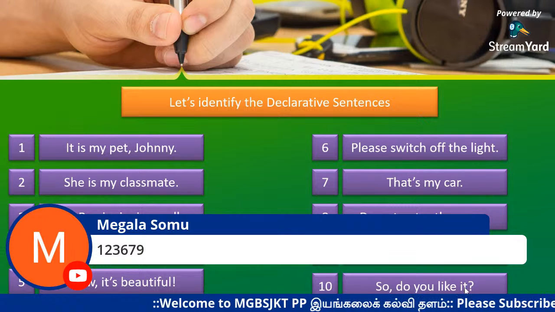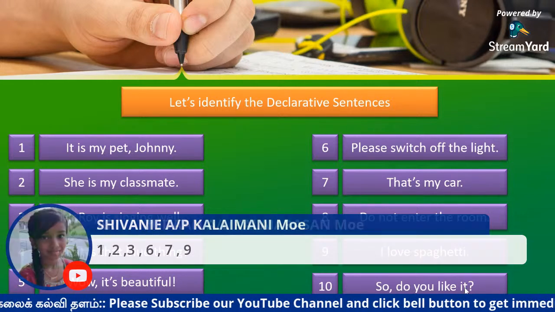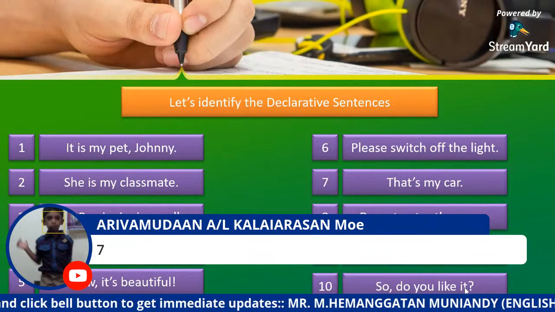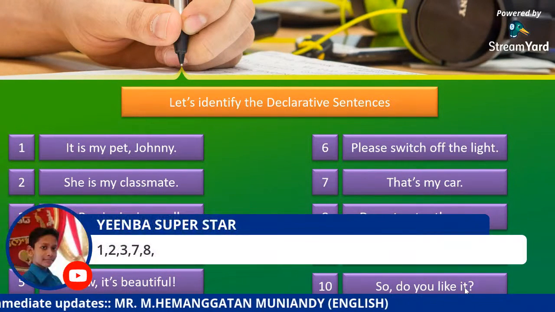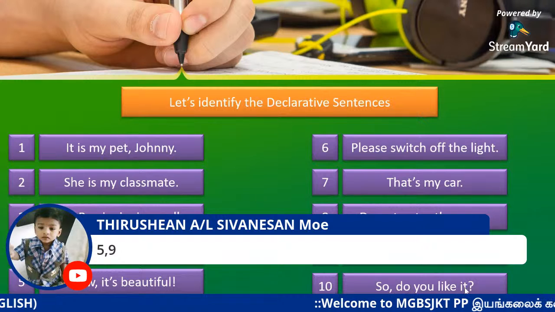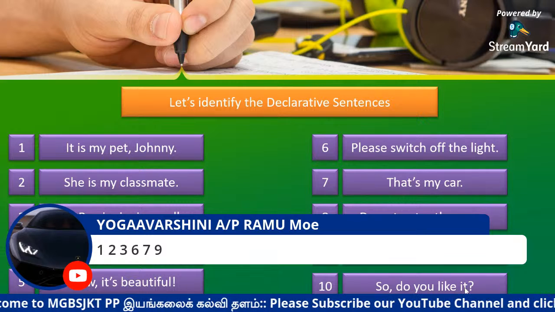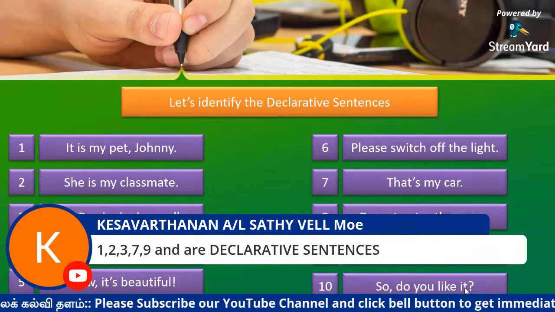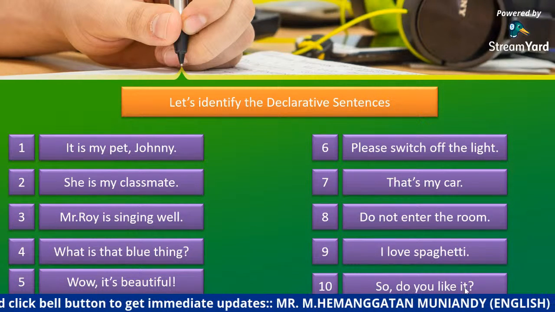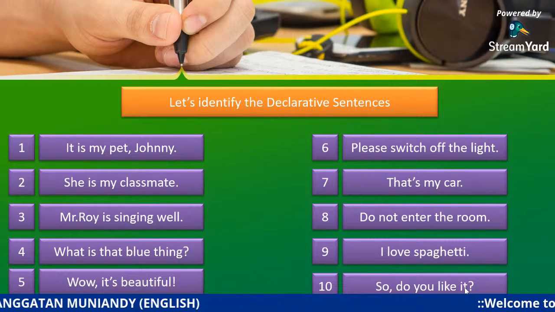No. Tirushin, 5 is not declarative. 1, 2, 3, 6, 7, 9. Meghala, 1, 2, 3, 6, 7, 9. All right. Shivani, 1, 2, 3, 6, 7, 9 also. Arivamudan said 7. You're right, Arivamudan, but there are more than 1. 1, 2, 3, 7, 8. Yenba. Tirushin said 5 and 9. Okay, all right. Stop here. We will look at the answers now. Kesavarthan got it right, I think.